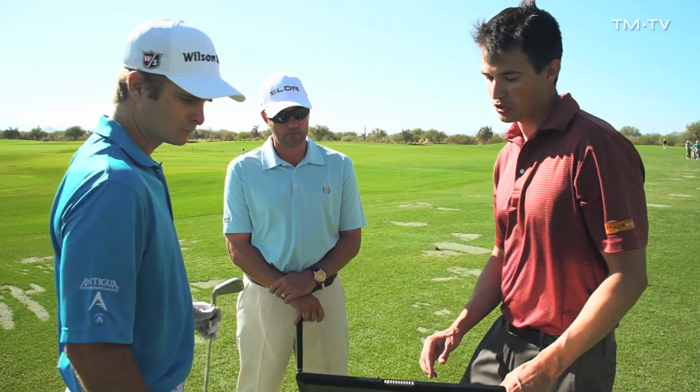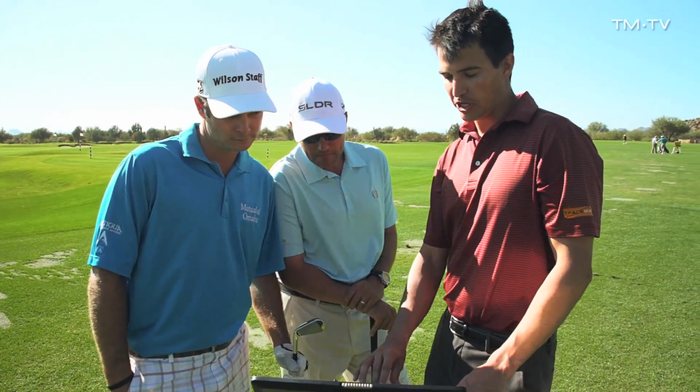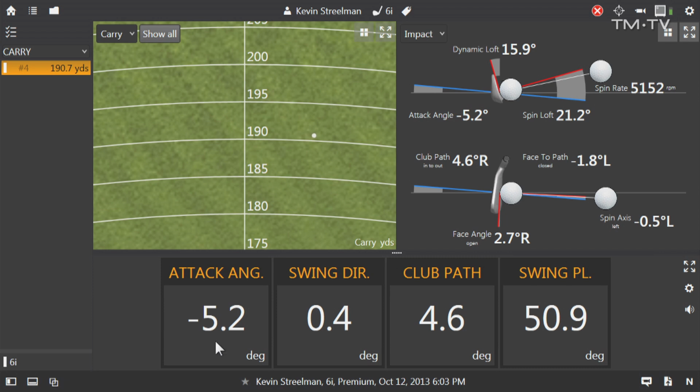All right, Kevin, that was good there. Club path of 4.5 out to the right. Nice draw shot. Let's take a look at those numbers. On that particular shot, your attack angle is -5.2. We're hitting an iron, so we'd expect you to be hitting down on it. Swing direction was pretty much 0, but the club path was actually in to out 4.5 degrees.